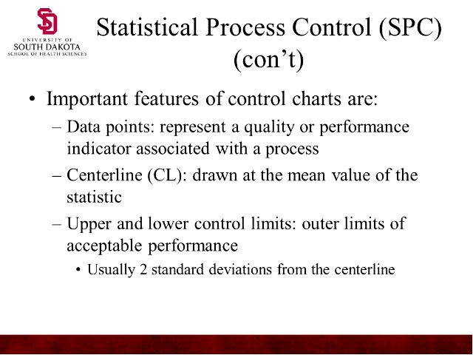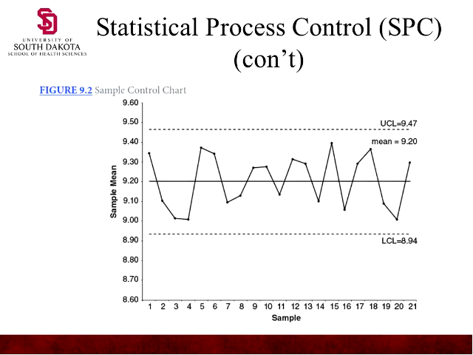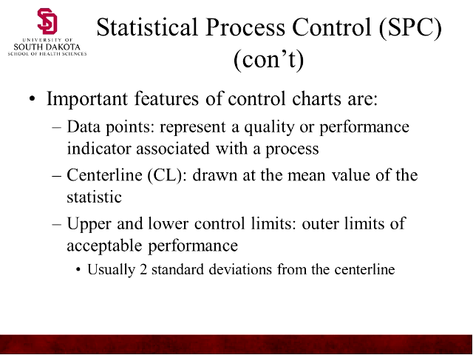Now, an important series of control charts include features that are in control charts or data points. That's the little dots we just saw. These are the data points we see here, and they are associated with the process, the performance at that given time. We have the center line that's drawn at the mean value of the statistic, and then we have upper and lower control limits, the outer limits to the extent which is acceptable performance. And these are usually 2 standard deviations from the center line.